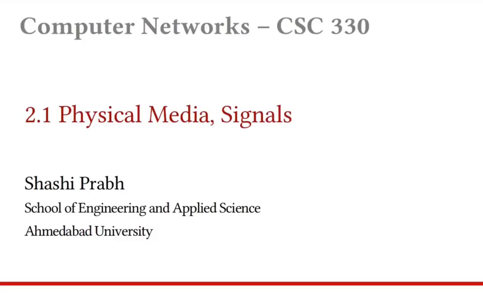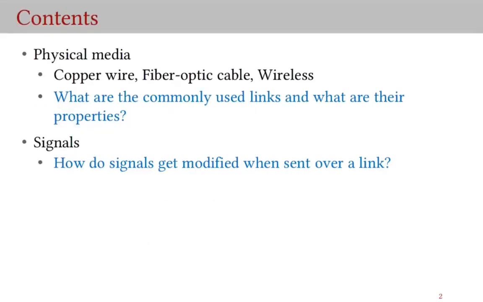Welcome back. In this video, I will introduce various physical media that are used in computer networks as links. And I will also describe what happens to signals when they are sent over a link. We are going to focus on these three kinds of links: copper wire, fiber optic cable, and wireless. By the end of this video, you would know what the commonly used links in computer networks are and what their properties are, and you would also know how signals get modified when we send them over a link.